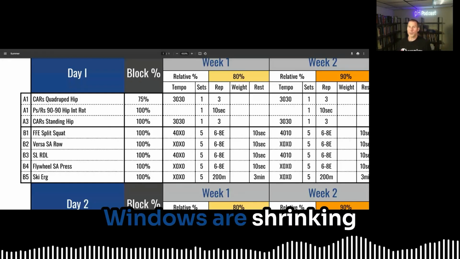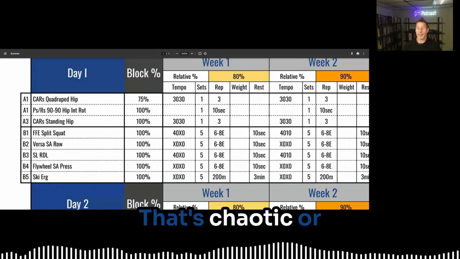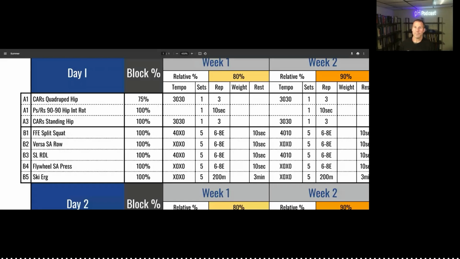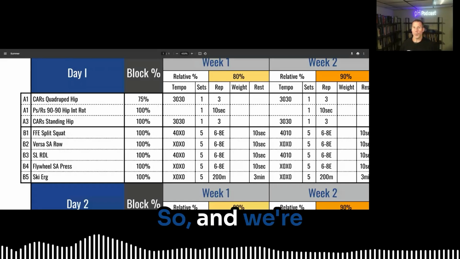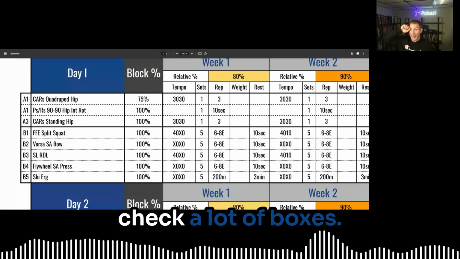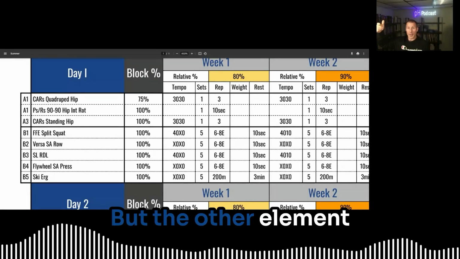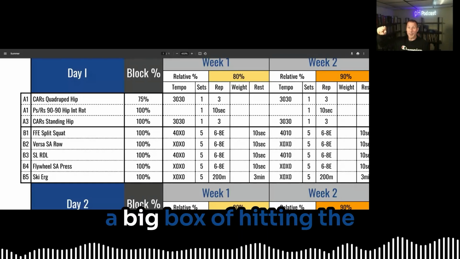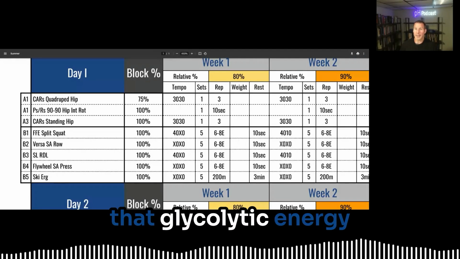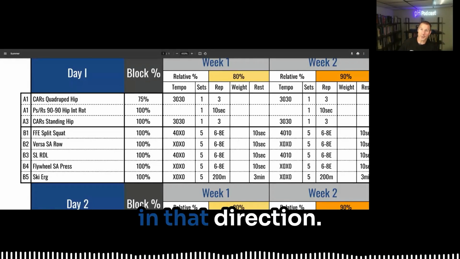Windows are shrinking, and preparing someone for a dynamic, multivariate environment that's chaotic or complex is not necessarily there. So as we're breaking this down, put in your mind that, okay, I've got to check a lot of boxes, and I only have like 3 days to work out. But the other element is, now I can check a big box of hitting the rotational and transverse vector, because that glycolytic energy system zone is going to be a smaller window, and I want to make sure that I'm pushing in that direction.